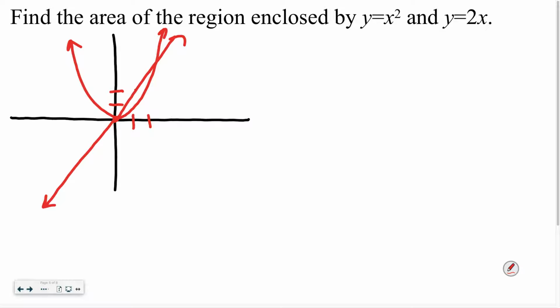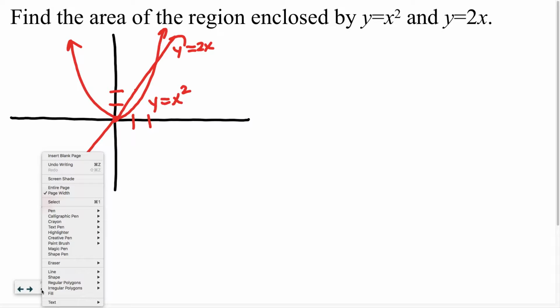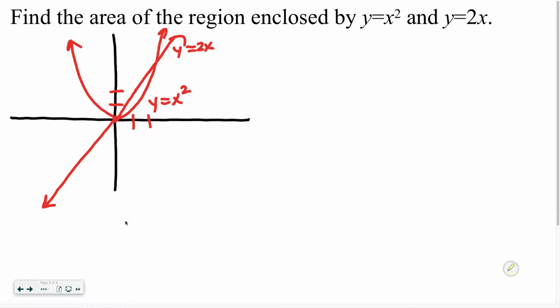Okay, so here I have the line y equals 2x, and I have the parabola y equals x squared, and I'm asking you to find the region enclosed by these two graphs. Well, when I say the region enclosed by these two graphs, I'm talking about whatever this is right here that's smushed in between. Okay? In that last example, I kind of gave you 0 to 2, right? Here we have to figure it out.